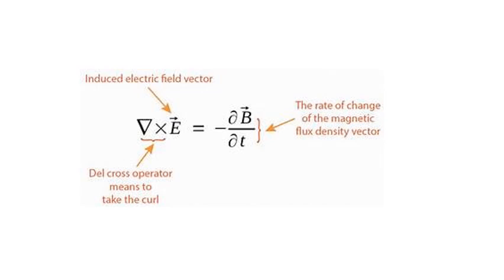In this form, del B over del t is called the rate of change of magnetic flux density vector, the rate of change of magnetic flux. On the left hand side, E is the electric field, and the del cross operator means we are taking the curl, how the field is curling about this.